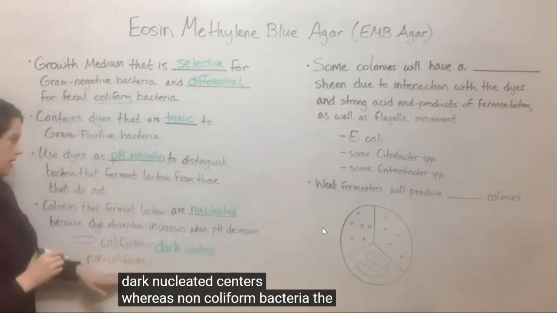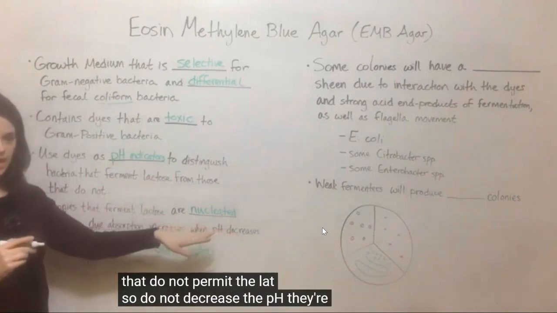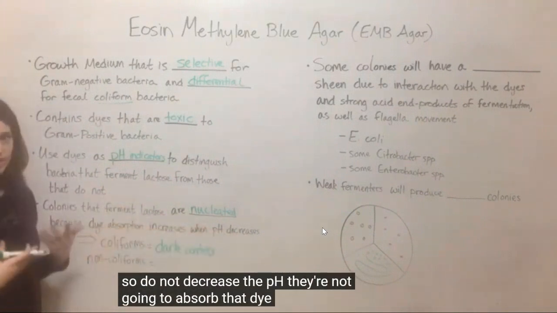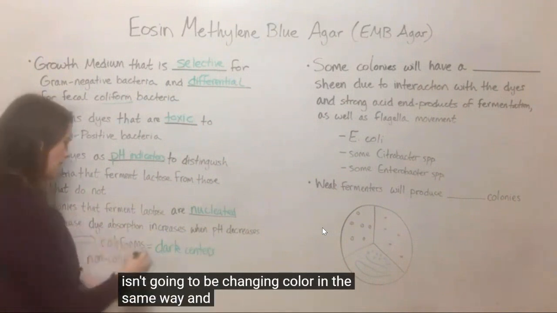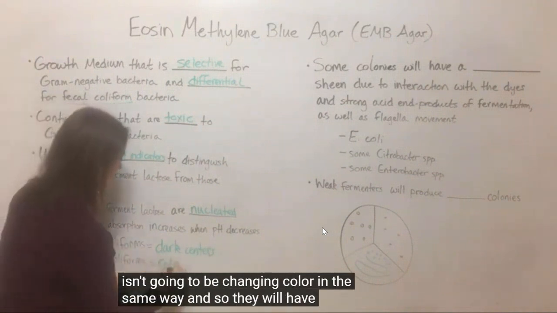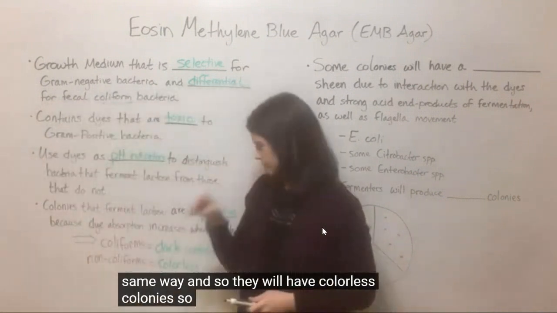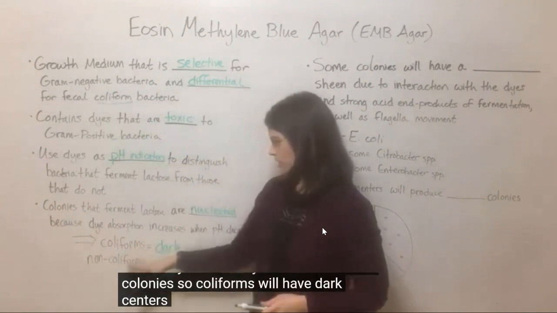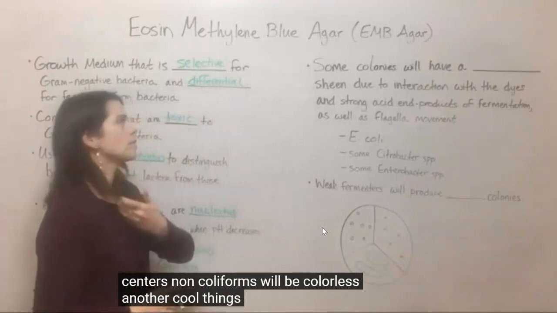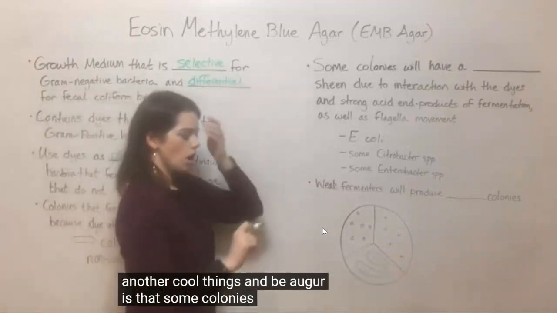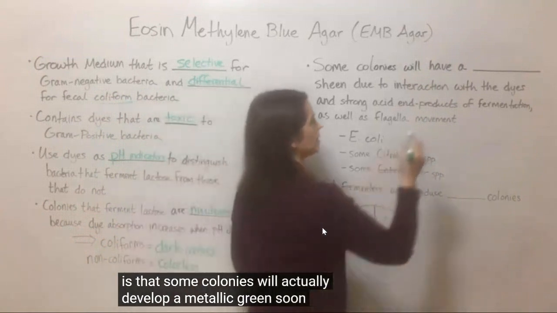Whereas non-coliform bacteria, the ones that do not ferment lactose and so do not decrease the pH, are not going to absorb that dye. The dye also isn't going to change color in the same way, and so they will have colorless colonies. So coliforms will have dark centers, and non-coliforms will be colorless. Another cool thing with EMB agar is that some colonies will actually develop a metallic green sheen.